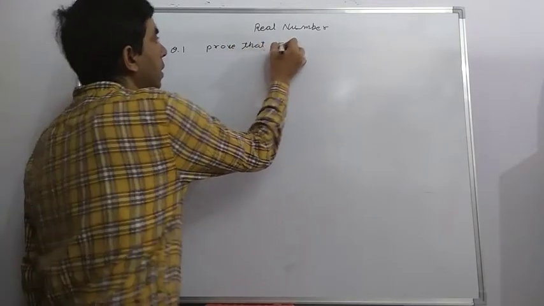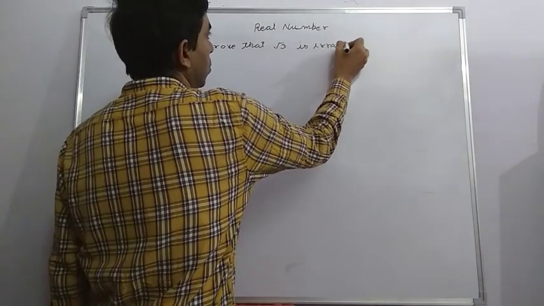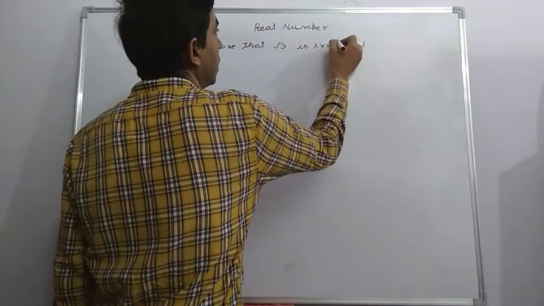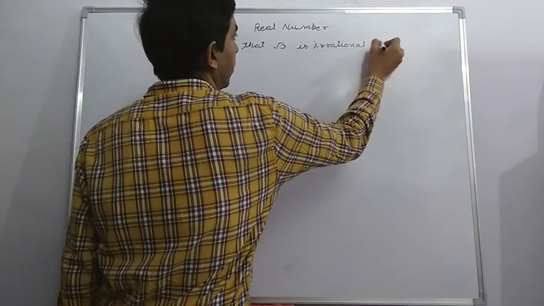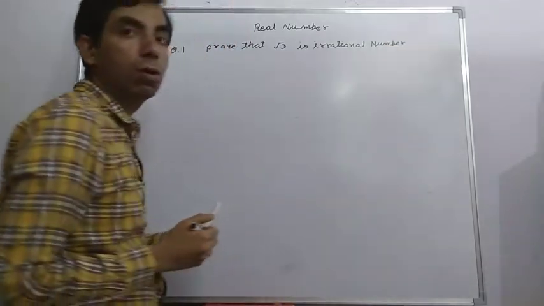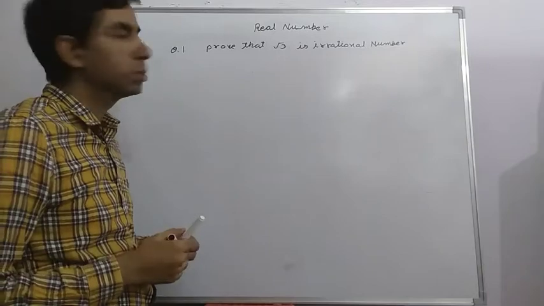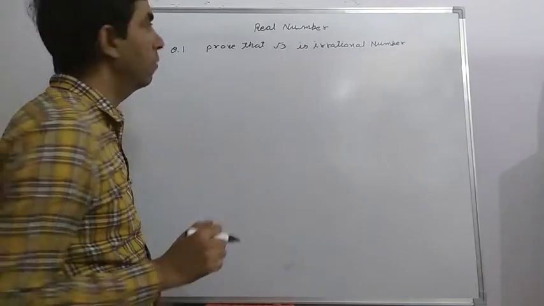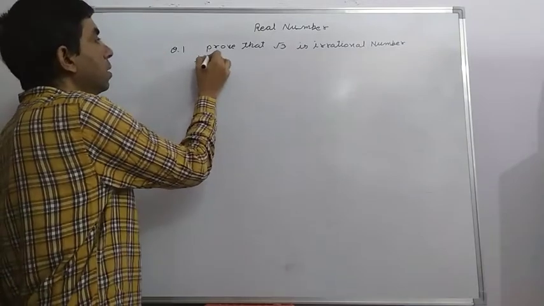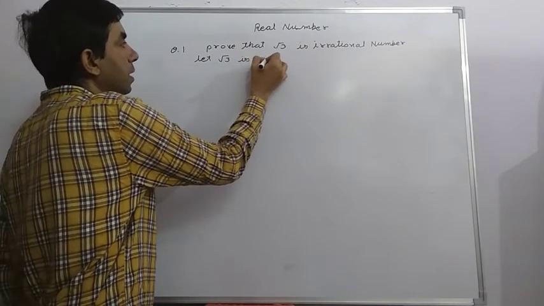Prove that root 3 is an irrational number. By this method we can solve any question of the type "prove that it is irrational". So learn carefully. First we suppose, let root 3 be a rational number.